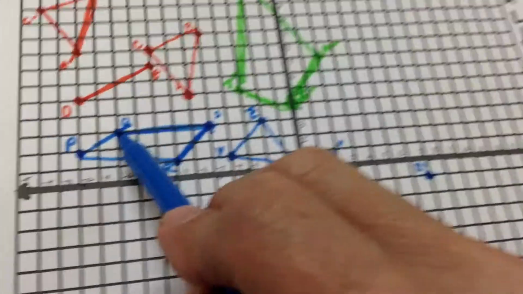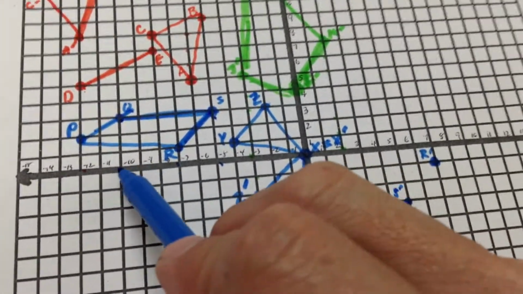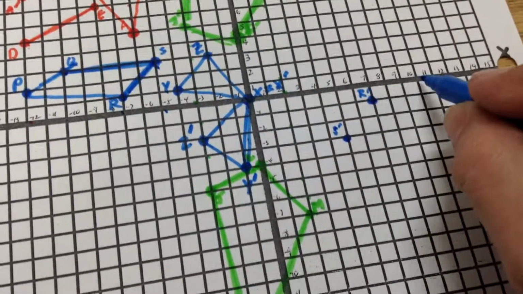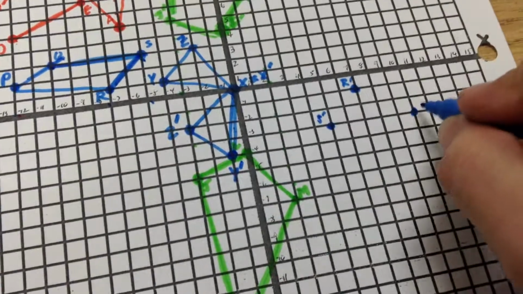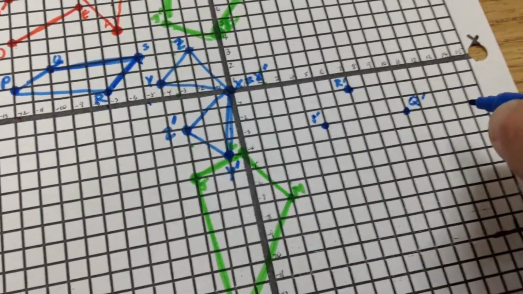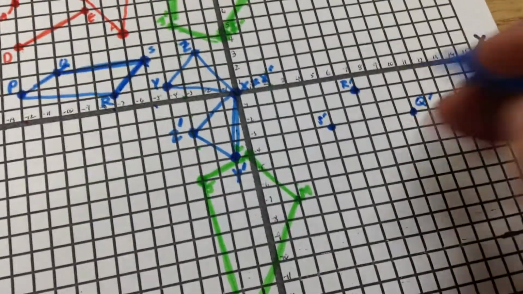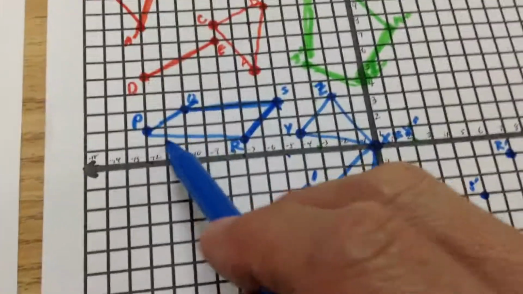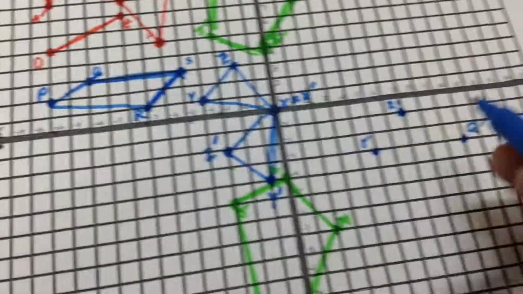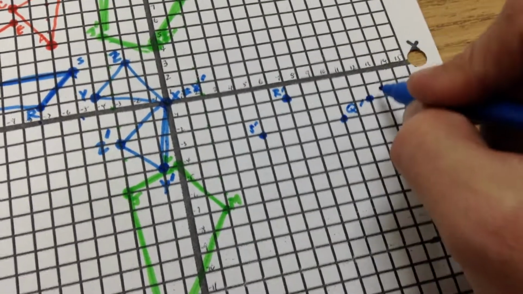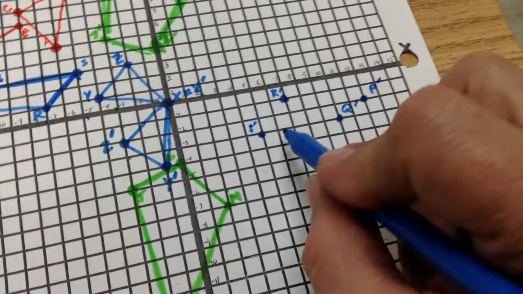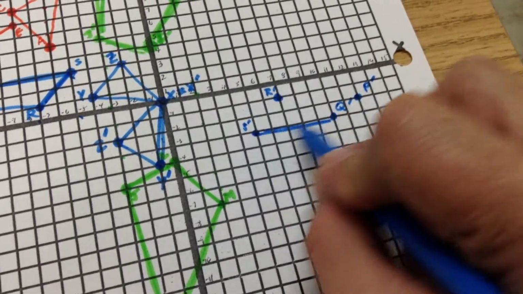Okay, point Q is at -10, +3. So I'm going to go +10, -3 for that one. And that's Q prime. And then the last one, which was point P, which is at -12, +2. I'm going to go +12, -2. So that's my new point P prime. And then I connect those dots.